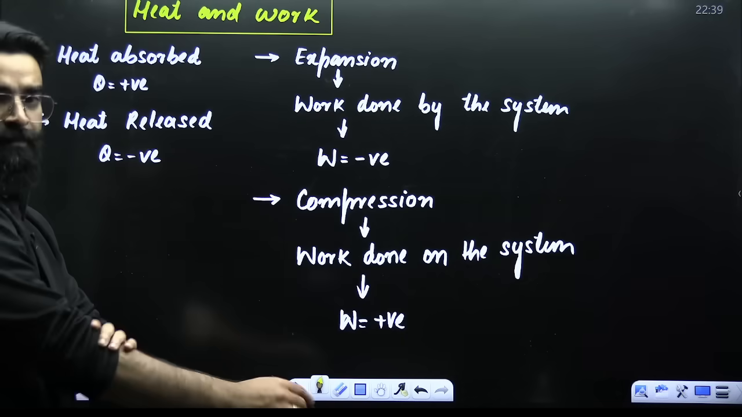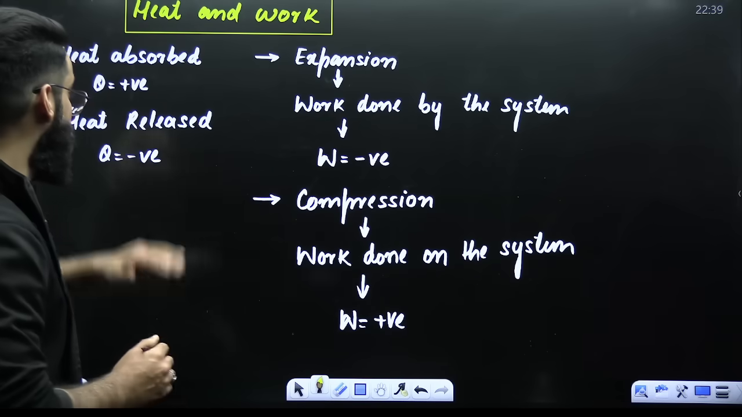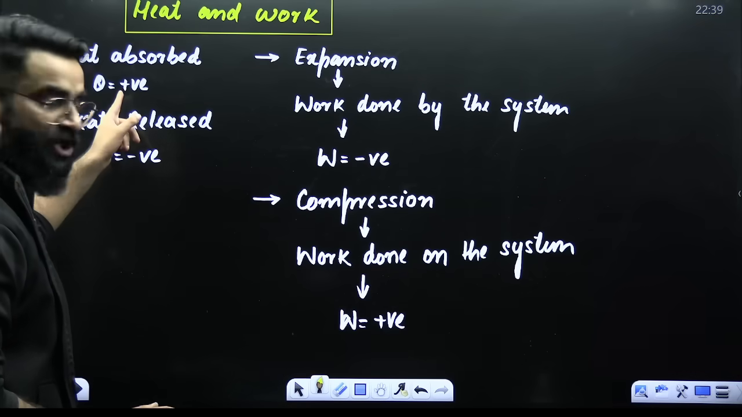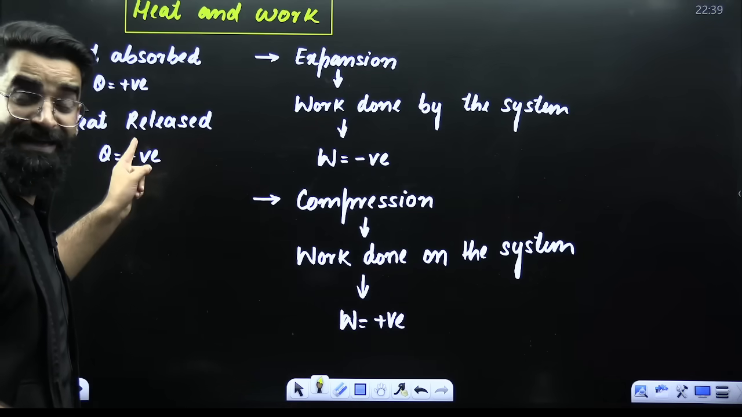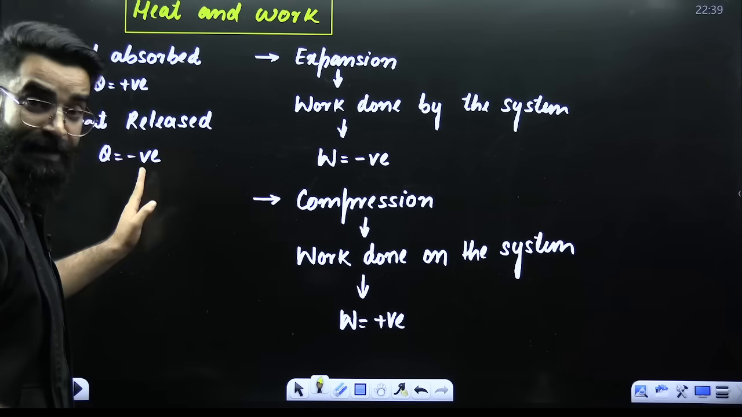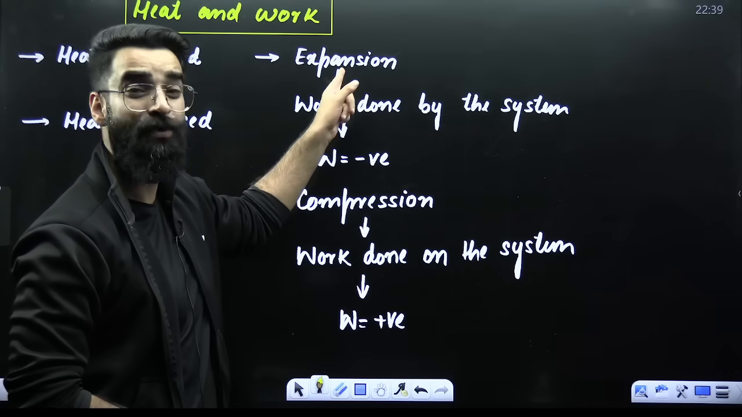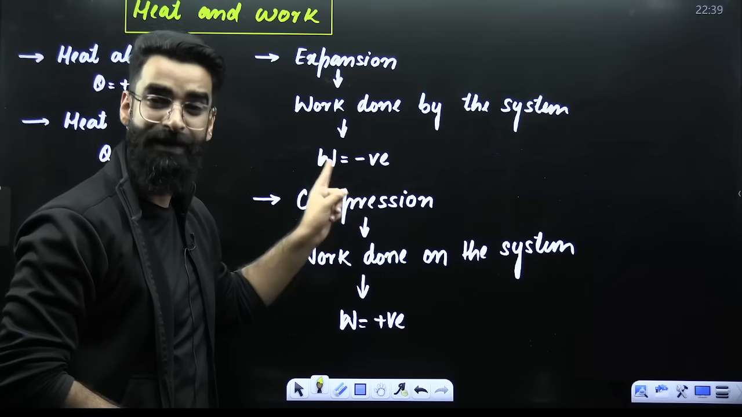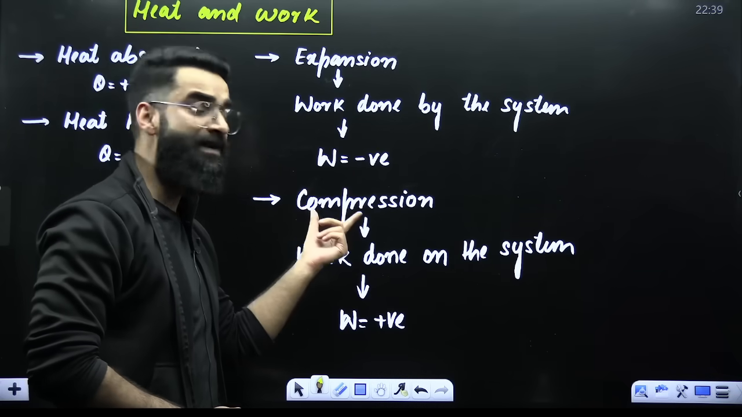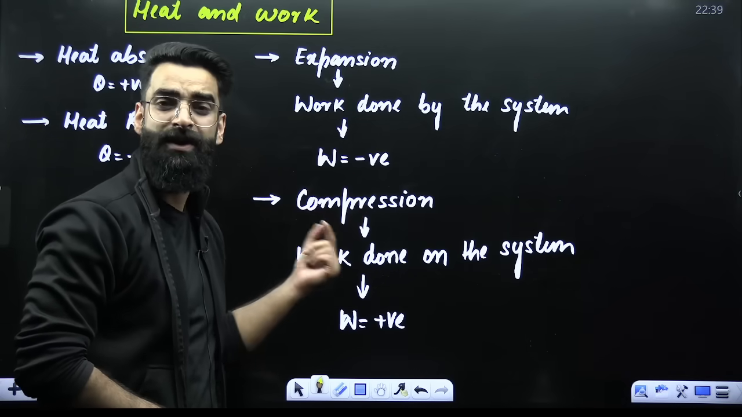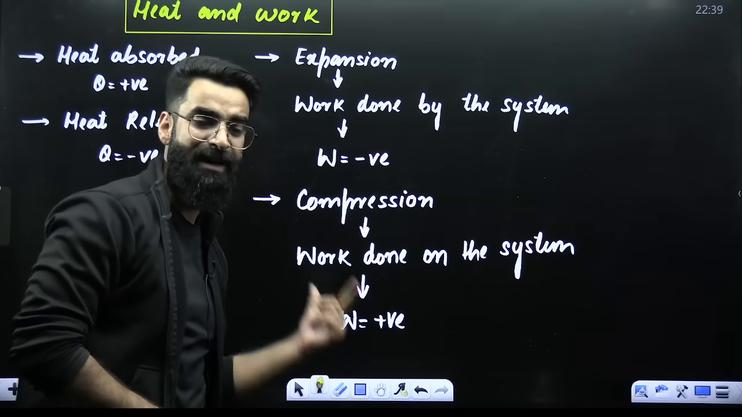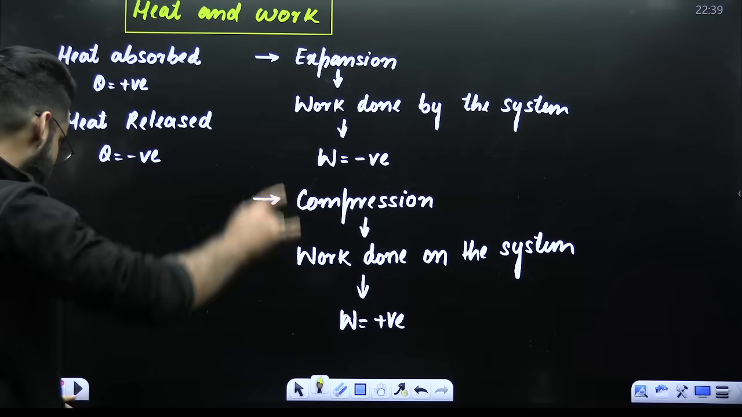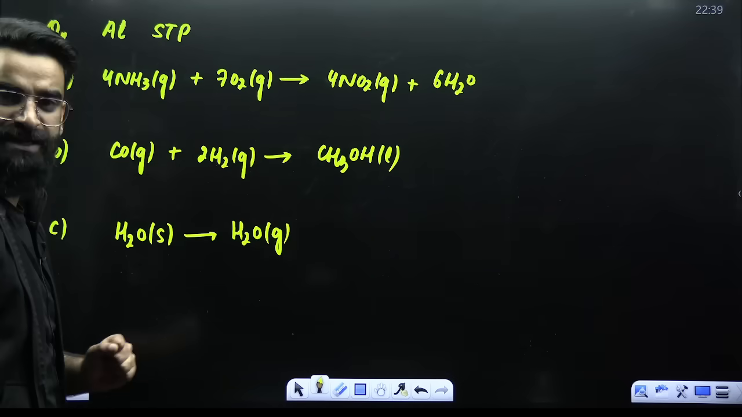Before showing you that question, you should know first of all, whenever heat is absorbed by the system, Q value is taken to be positive. Whenever heat is released by the system, Q value is taken to be negative. Whenever system undergoes expansion, work is done by the system and W value is taken to be negative. And whenever a system undergoes compression, work is done on the system and W value is taken to be positive. Based on this particular thing, we can solve these basic questions.